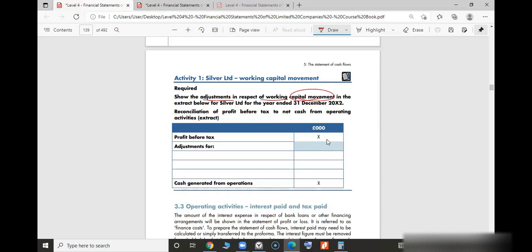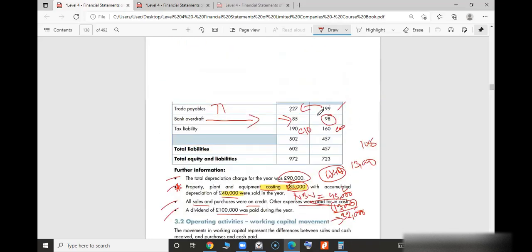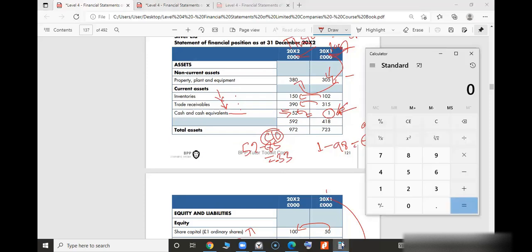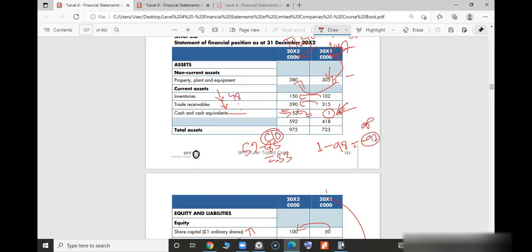So in the working capital, what comes in? Inventory, isn't it? Then trade receivables, and then trade payables. Let's quickly do it together. Here we go. Inventory. You set it down, but down by how much? Can anybody work it out for me? 150 minus 102. 48, yeah? Your inventory going down by 48.